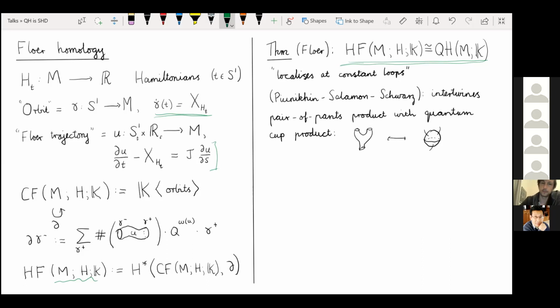Can I just quickly clarify the Floer trajectory? Yes. When you take the partial derivative of u, it has a value inside of M, which is a symplectic manifold. So what do you mean by that? Are you taking a value inside of a tangent space? Yes. This equation is an equality of tangent vectors in the tangent space to M. Okay. Thank you.